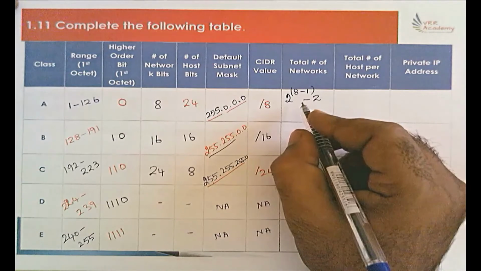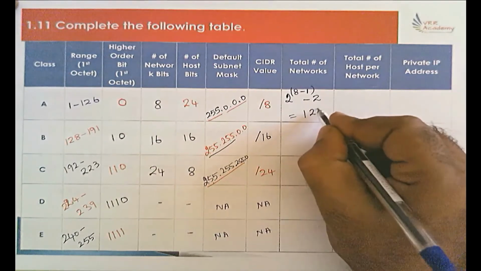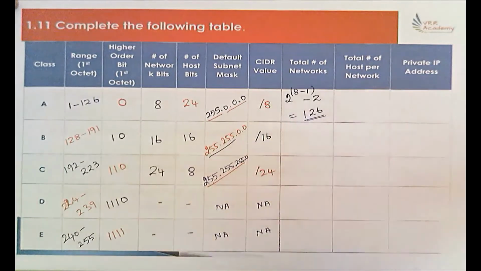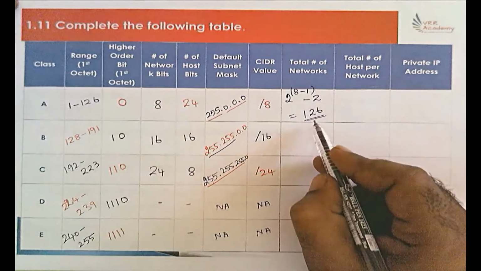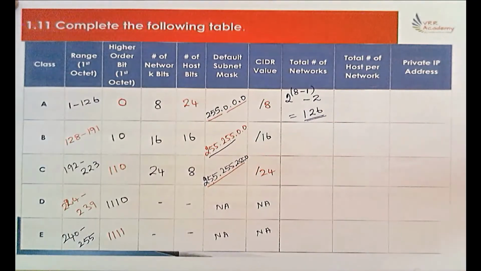So 128 minus 2 is going to be 126. If you solve this, you will get 126. So there are 126 different networks available in a class A IP address.